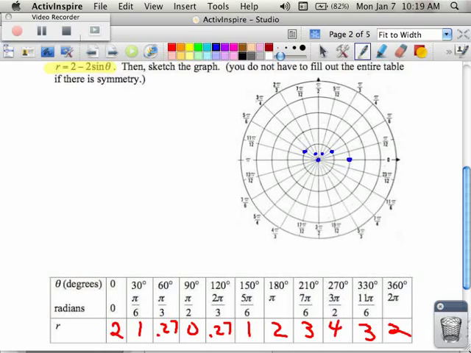At pi, I'm at 2. At 7 pi over 6, I'm at 3. At 3 pi over 2, I'm at 4.